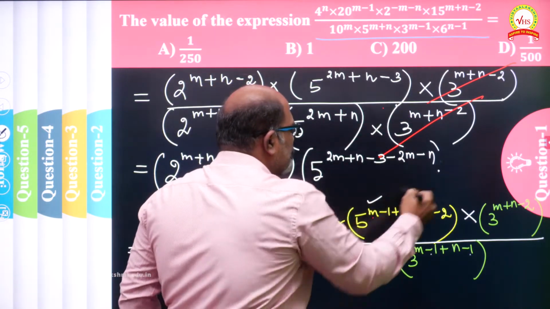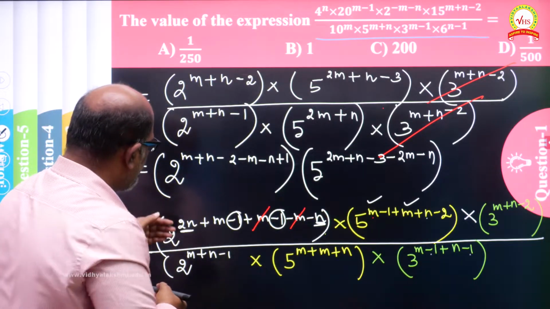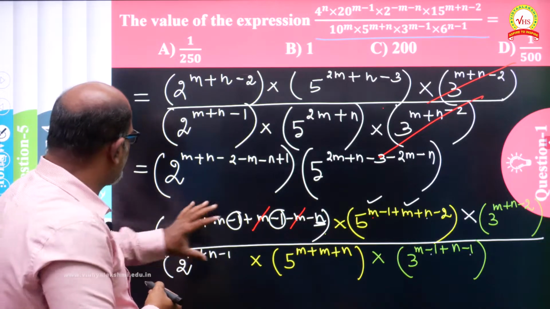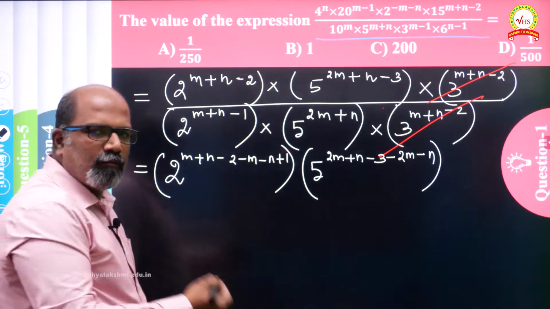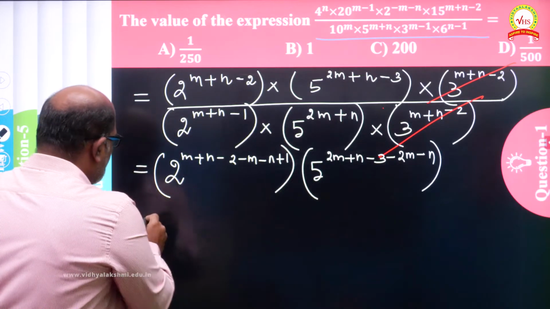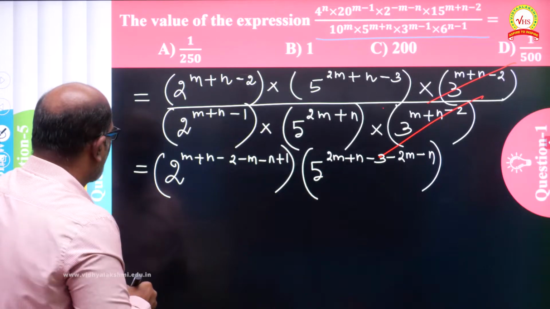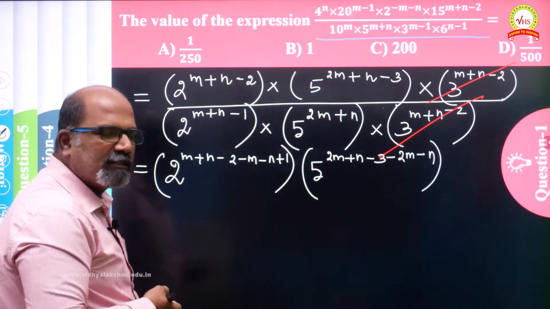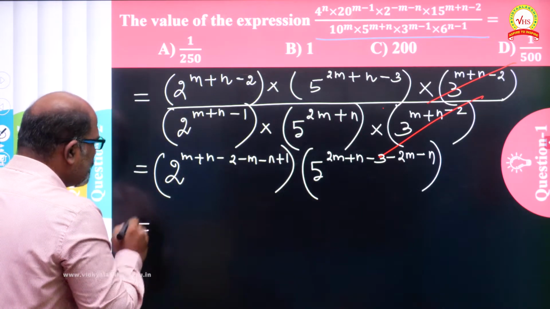So only these two terms are the available terms. Now I have no space here, so I need to erase this space. So I will be erasing this. Yes, now we have to simplify this further. We have some more steps to go to get the answer.